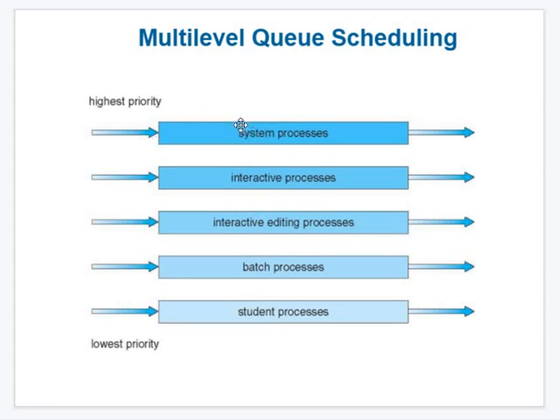You can see here, assume there are processes 1, 2, 3. These are the highest priority. Unless you finish a system process, you cannot go for an interactive process. Unless you finish the interactive process, you cannot go for the interactive editing process. Like that, it keeps changing based upon the priority. Most of the time the system process will work in the foreground and the remaining will be moving in the background. Whenever some signal interrupt occurs for a process of another queue, it comes forward as the foreground process, and the process which was earlier in the foreground moves back to the background process queue.